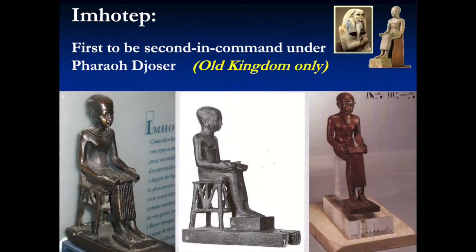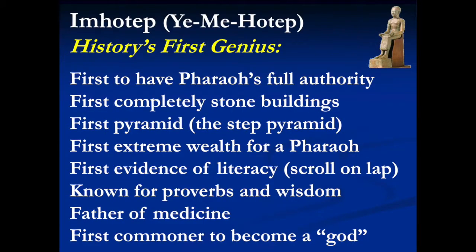Next slide. First to be second in command under Pharaoh Djoser, old kingdom only. These are statues of him. He was deified. He actually became a god later in Egyptian mythology. Evidence of literacy. It's the first historic evidence of literacy. That's Djoser there. Next slide, please. Imhotep is how the books tell you you're supposed to pronounce it, but the movie says Imhotep, and we'll all go with the movie. He's the first to have the Pharaoh's full authority, first to build completely stone buildings, built the first pyramid, the step pyramid for Djoser's tomb.